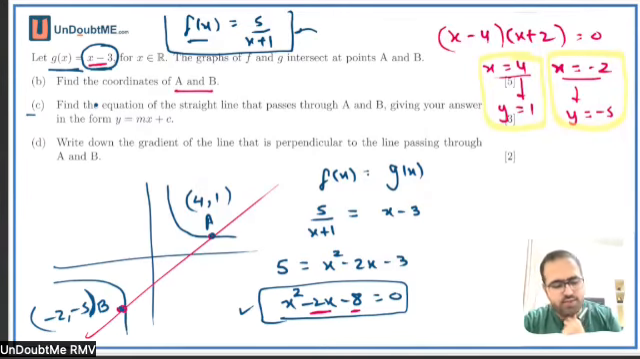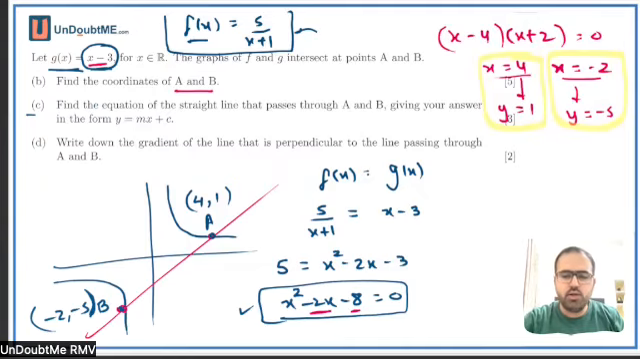Find the equation of the straight line that passes through A and B, giving your answer in the form y is equal to mx plus c. So when we have 2 points, we can get the slope, we can get the gradient, and then we can write the answer in this form.